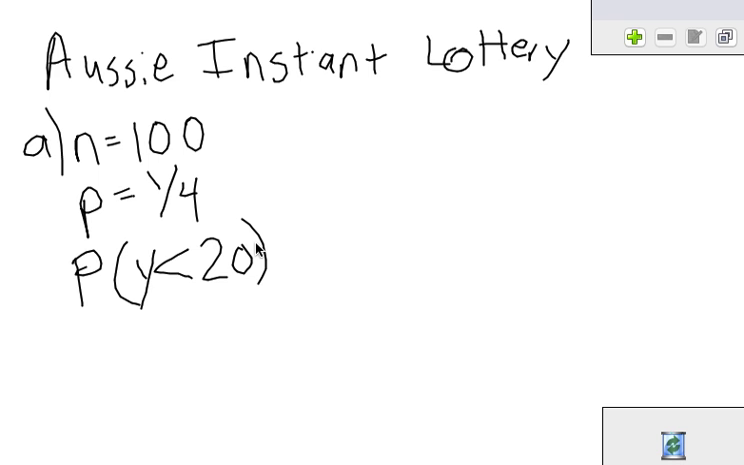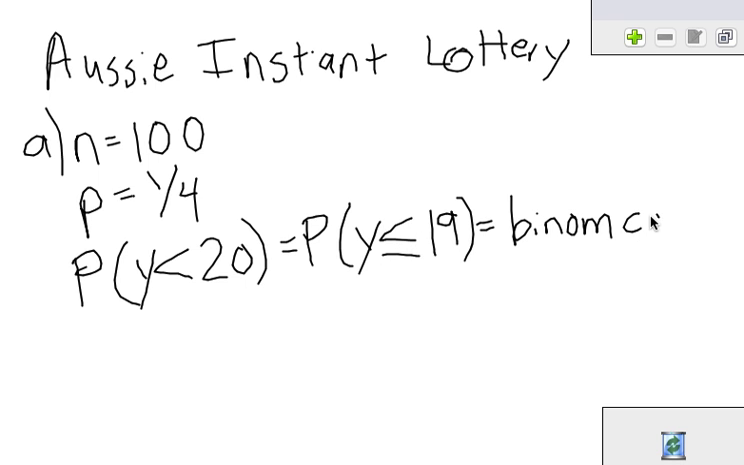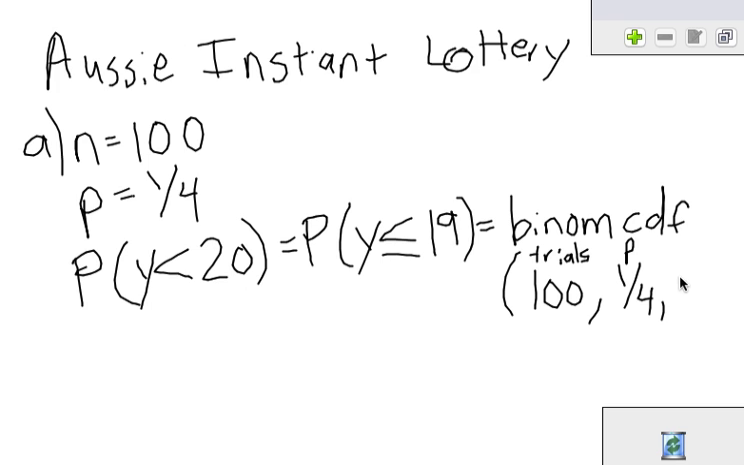Fewer than 20 is what it says. It doesn't say 20 or less, it says fewer than 20. So if we're talking about it in terms of the calculator, we're going to have to revert that to y less than or equal to 19. Remember, the calculator is always going to compute it as less than or equal to. So that's what you're going to put in your calculator. And since it is a less than or equal to, we are clearly going to do binomial CDF here. Our number of trials is 100, which we've already labeled up above, but let's be safe here. And probability is 1/4, and our X value is 19.